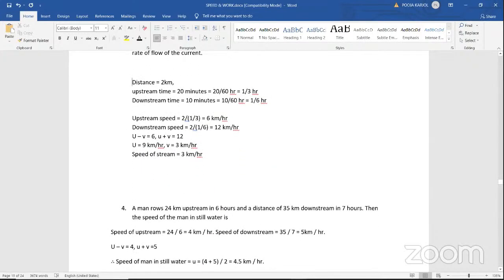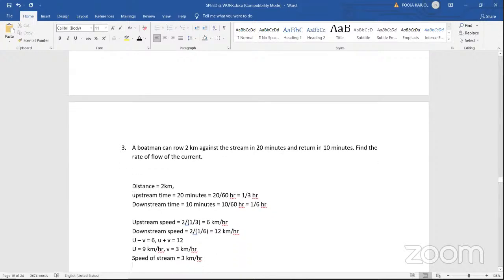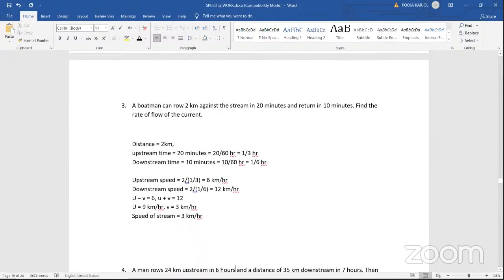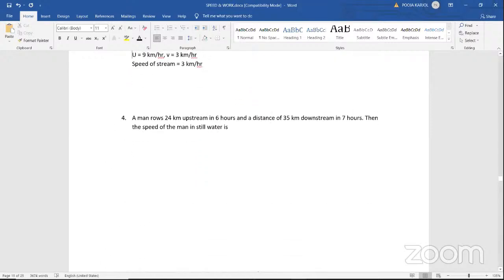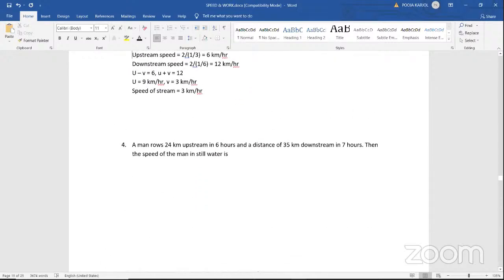Okay. Try this one also. We'll then go for the next problems. Then we'll go for the elements of design. Okay. Try this.